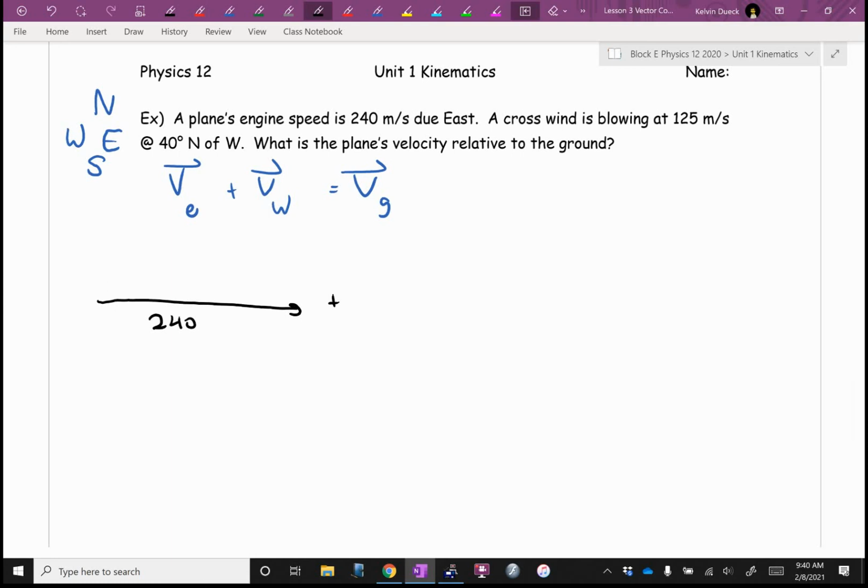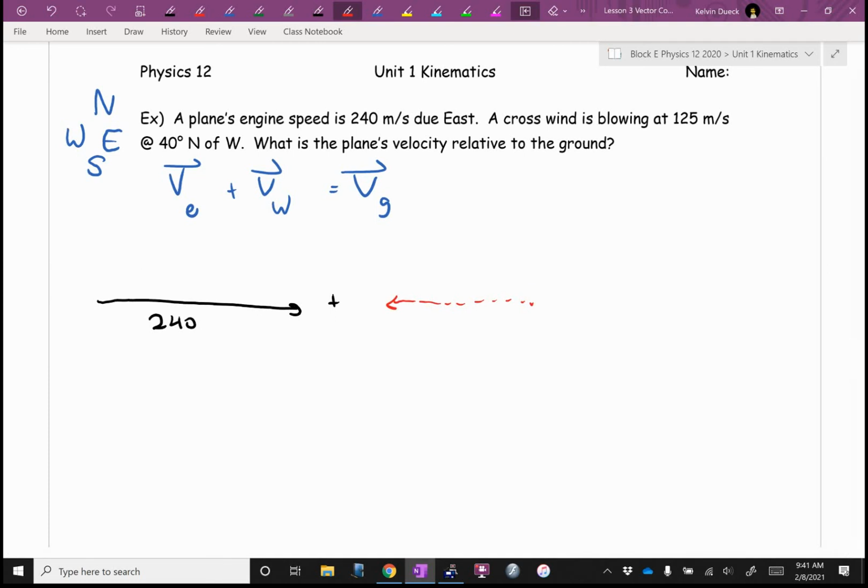North of what? West. I'm going to draw west first. Going to go back to the beginning. Draw north of west. How many degrees?